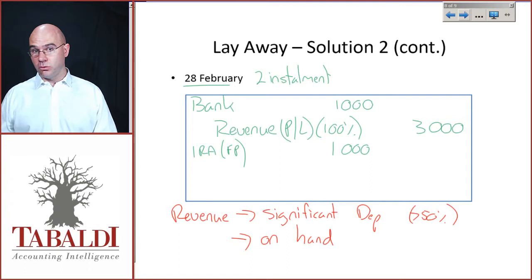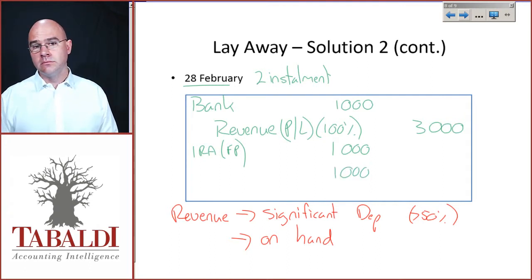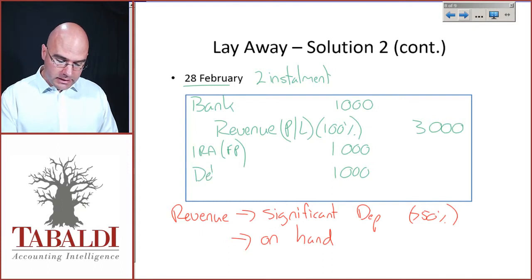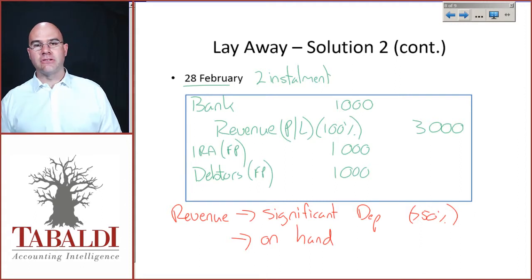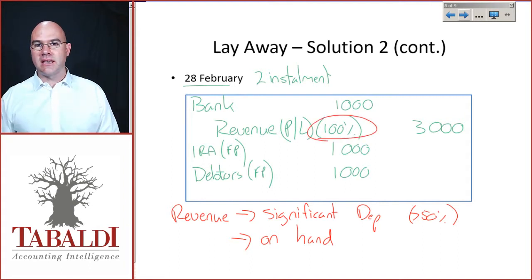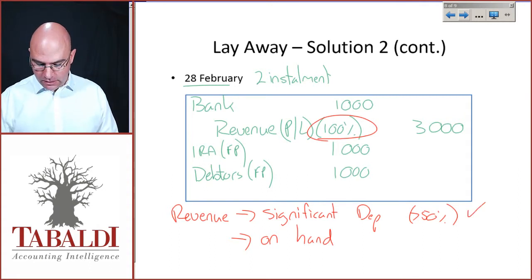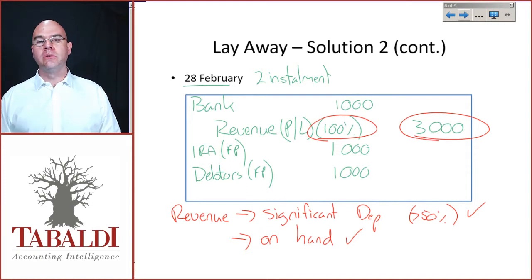Well, now I've recognized all the revenue. The remaining debit of 1,000, where do you think that will go? Well, that's going to go to debtors in financial position. Okay, it's a financial asset. A little tricky. Please make sure you understand the principle is that revenue gets recognized 100% on a specific date. Because we have received a significant deposit and the bike was on hand and ready for delivery, we will recognize all the revenue in P&L on the 28th of February, prior to the final installment and delivery being made.